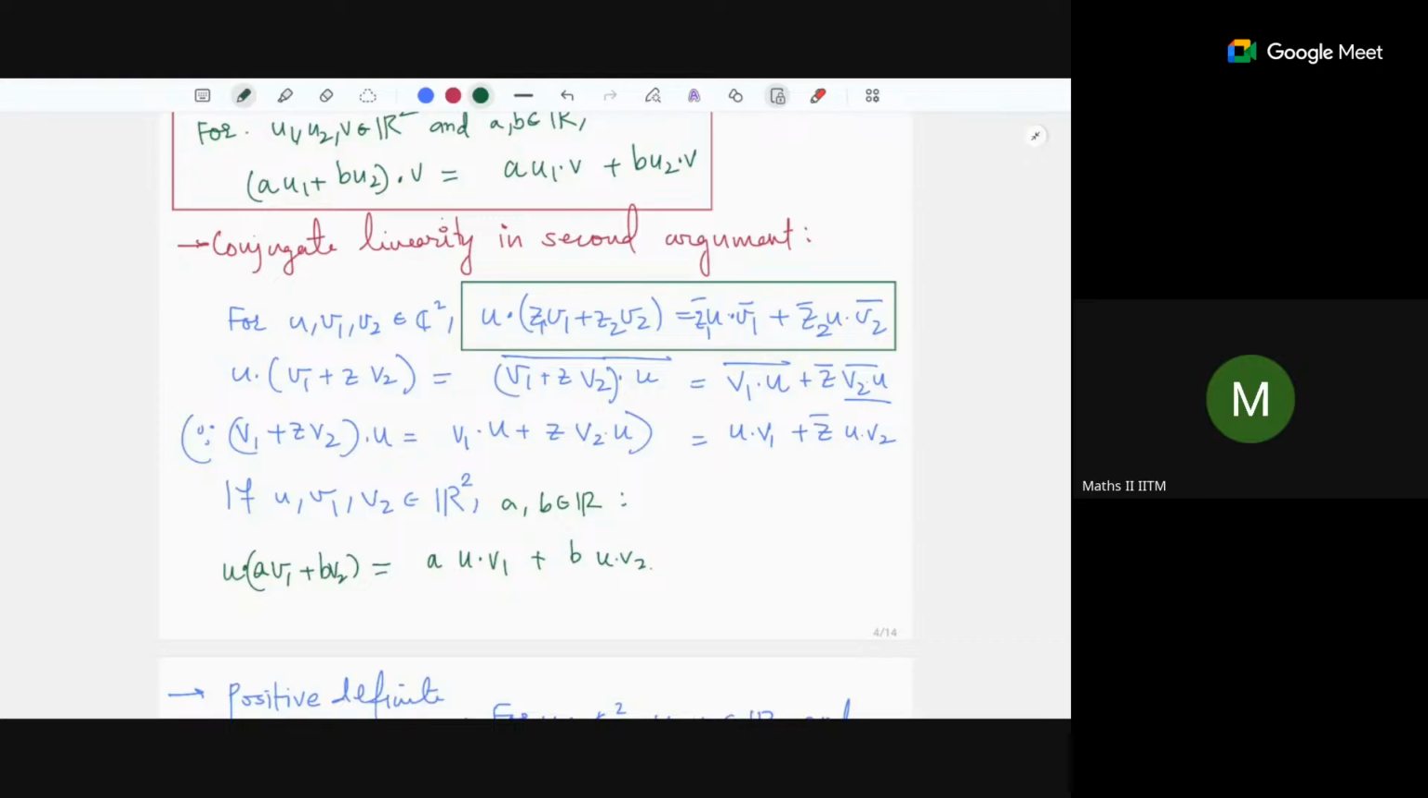Yes, Sonali, what's your doubt? In the first property, u dot v is equal to the conjugate of v dot u. While doing the conjugate of v dot u, do we have to explicitly take the conjugate of v dot the conjugate of u, or do we just calculate v dot u and then conjugate that answer? Either way you will get the same thing.